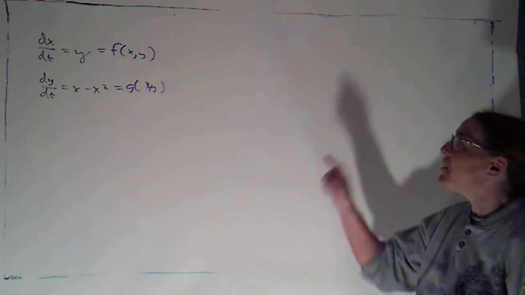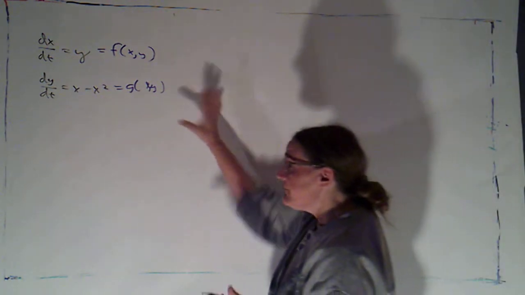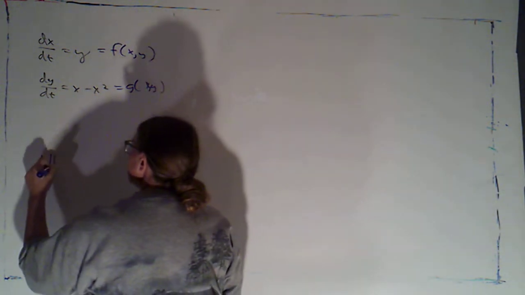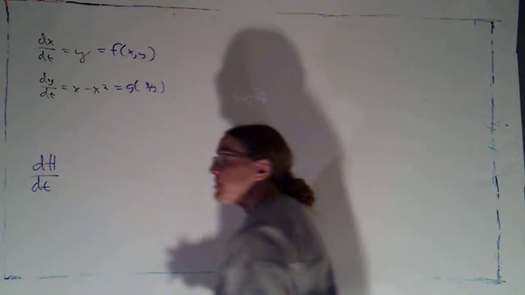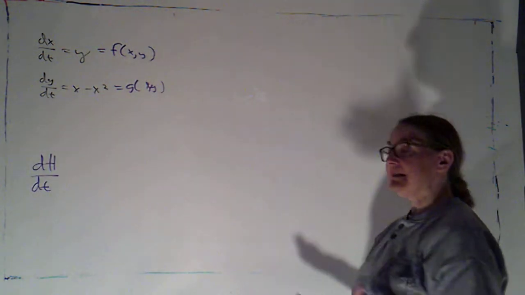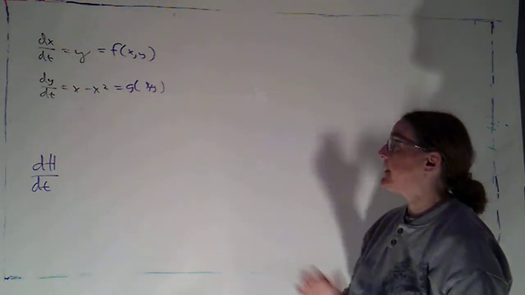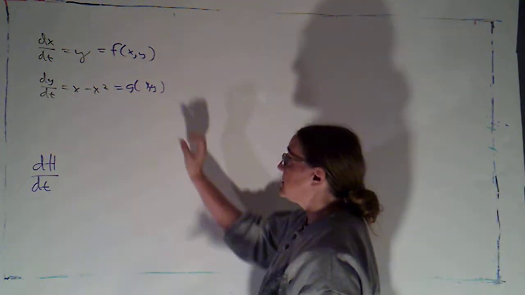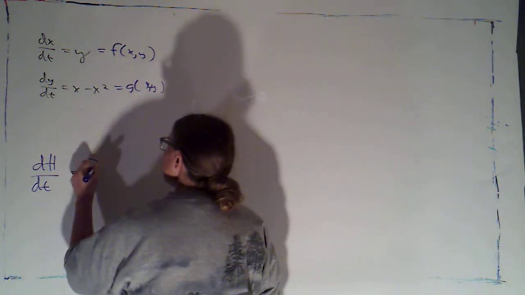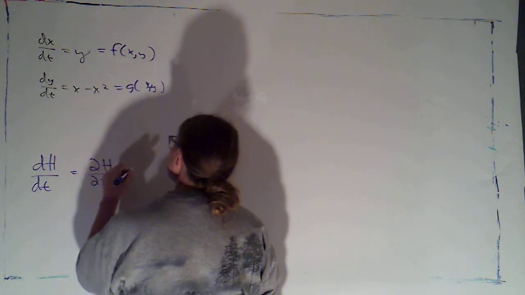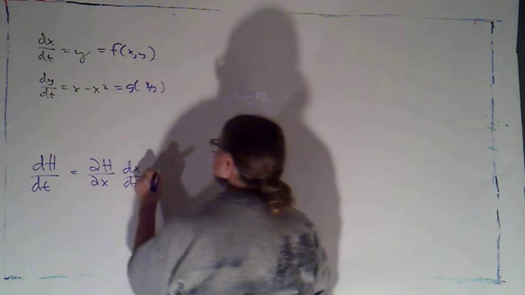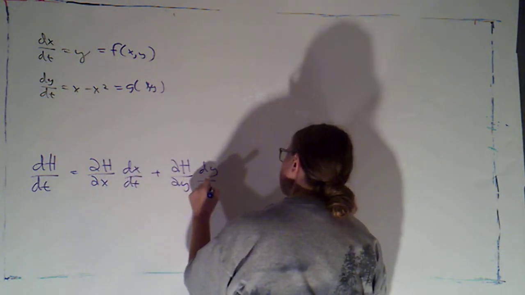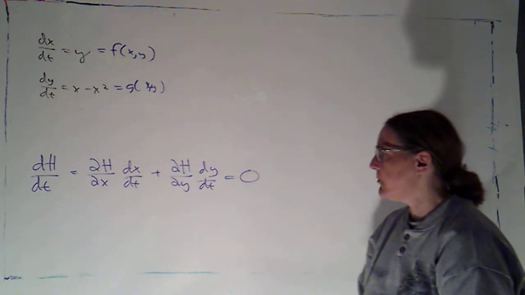Okay, so I want to remember that if a system is Hamiltonian, that's because there exists a function h such that dh/dt is 0 if I plug in points on the curve, so that the function h, which is a function of x and y, is constant on my solution curves. This would be the partial of h with respect to x times dx/dt plus the partial of h with respect to y times dy/dt. And I'm hoping that's going to be 0.